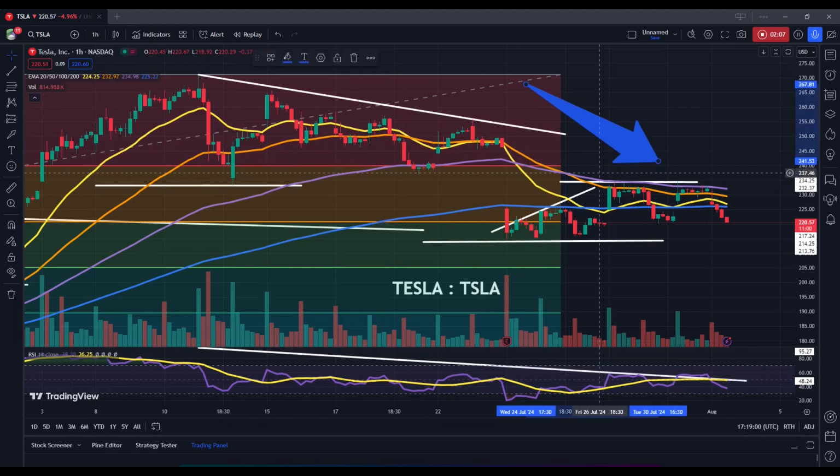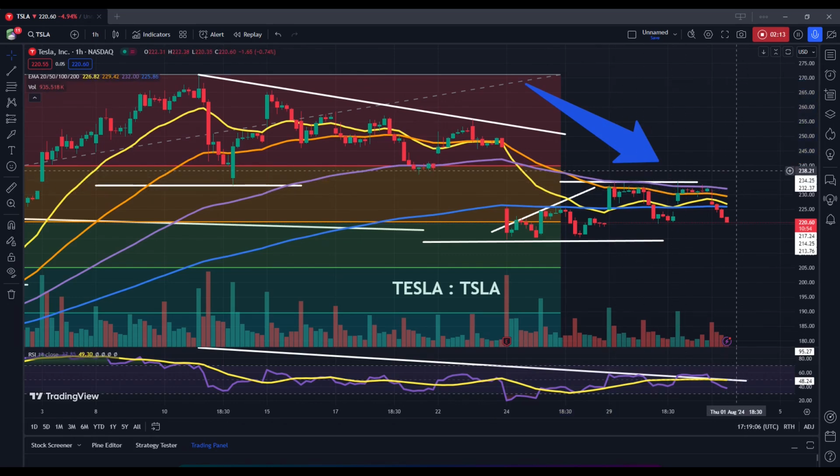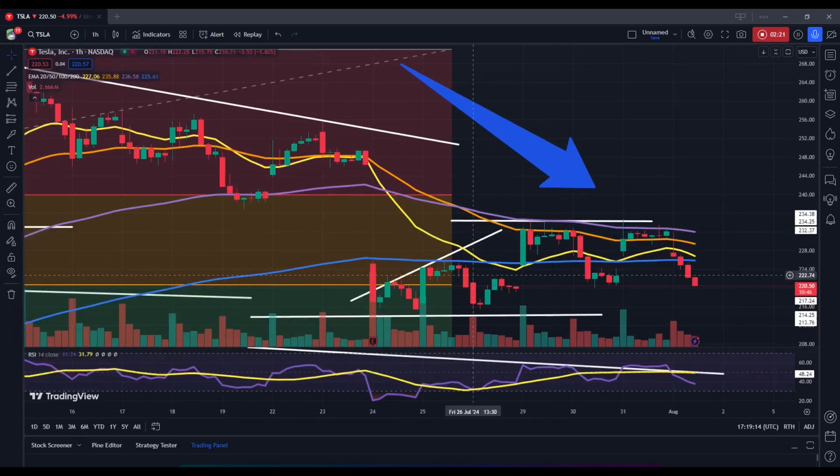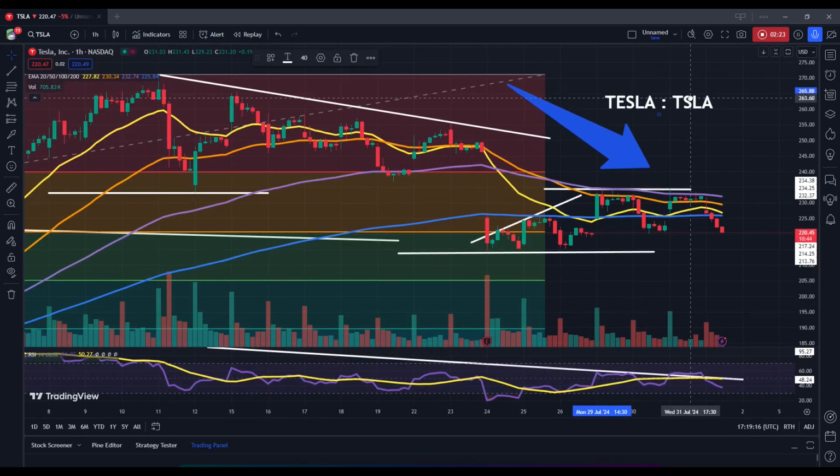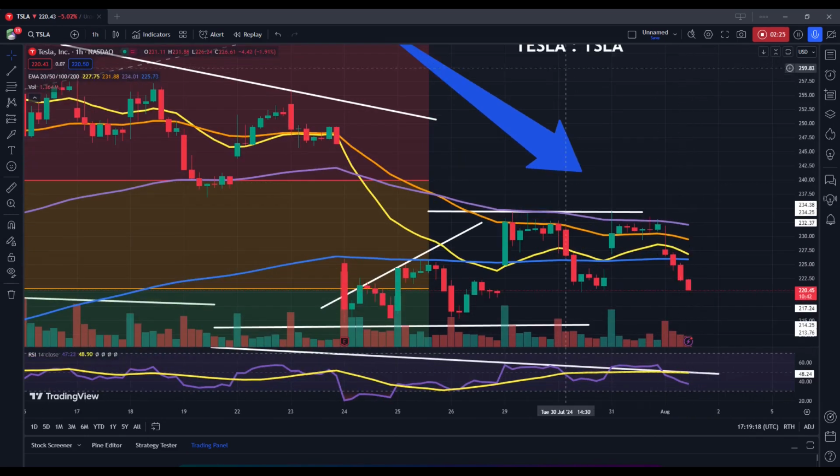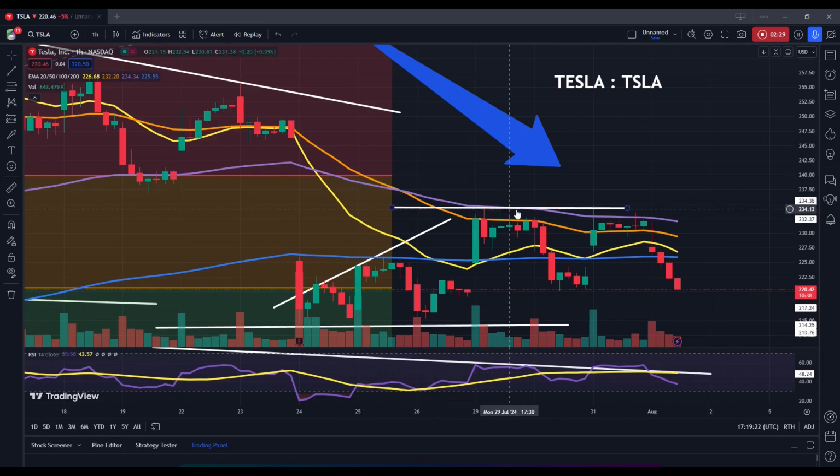In addition to that, we have these colorful lines here, these exponential moving averages, which also solidify this area as an important level of resistance. Specifically, we can point to this purple line here. We can zoom in a bit and look at this more closely. Here we can see this purple declining line. This is the 100-hour exponential moving average.